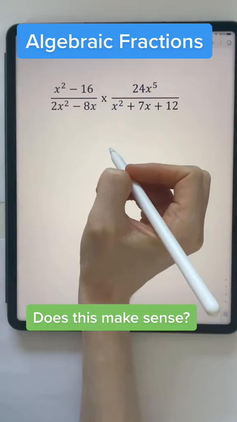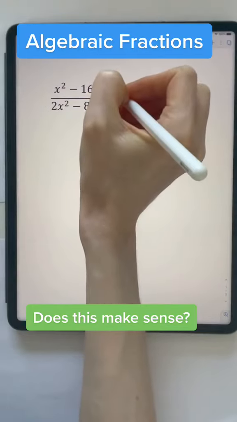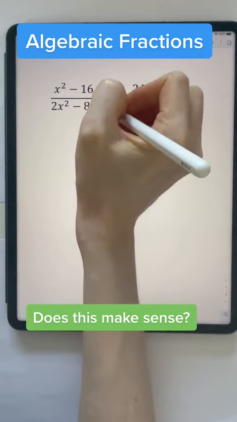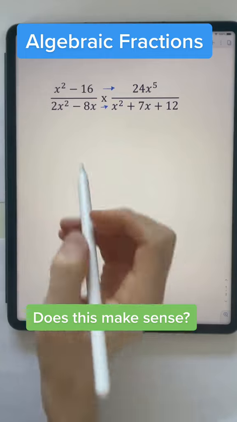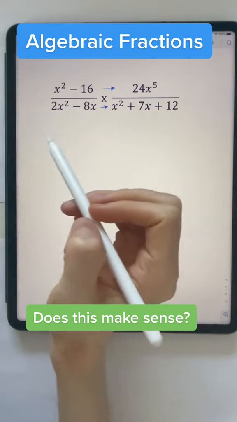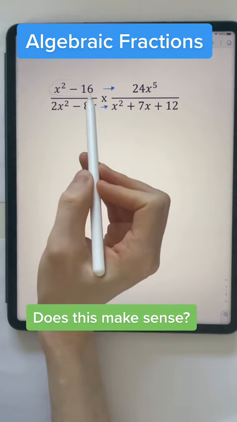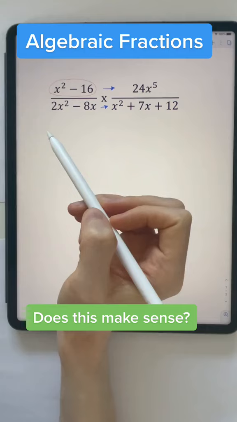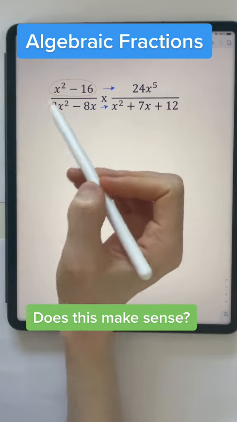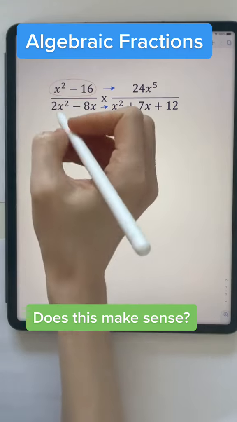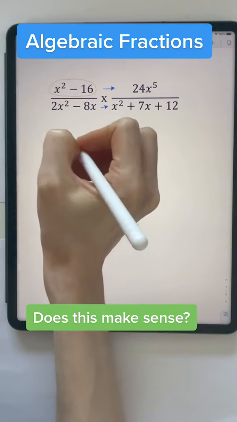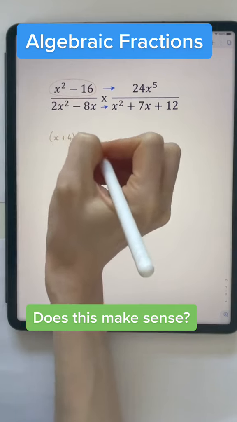When multiplying fractions, we multiply the tops and the bottoms separately. Our first step here is to factorise the numerator and the denominator of each fraction where possible. On the top left, we should notice that x squared minus 16 is in fact the difference of two squares, as we have a squared term subtract a squared term. Therefore, that's going to factorise into x plus 4 and in brackets x minus 4.